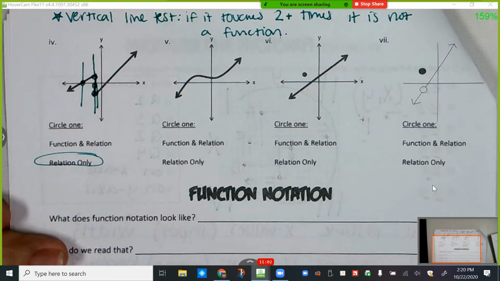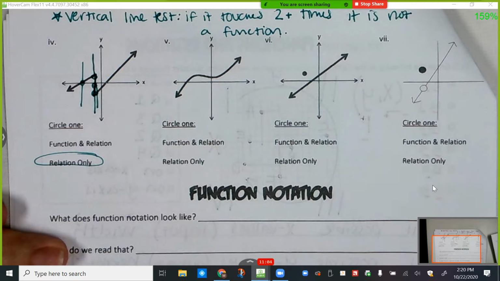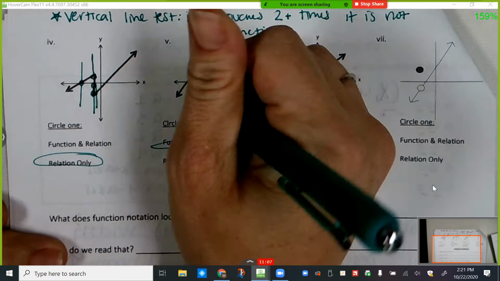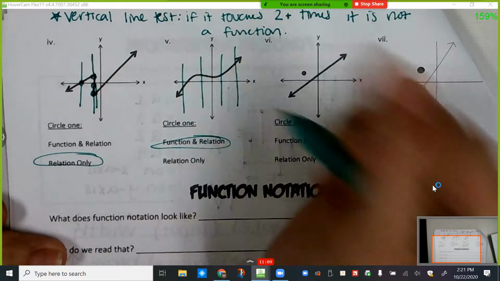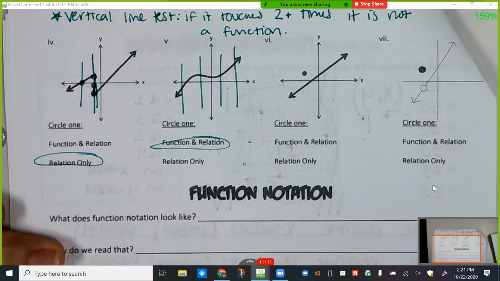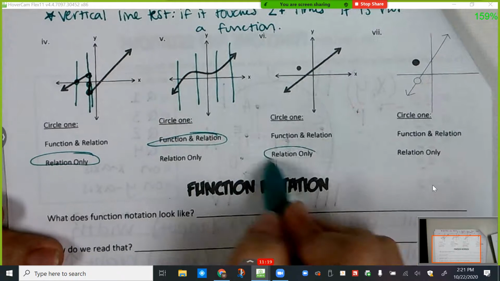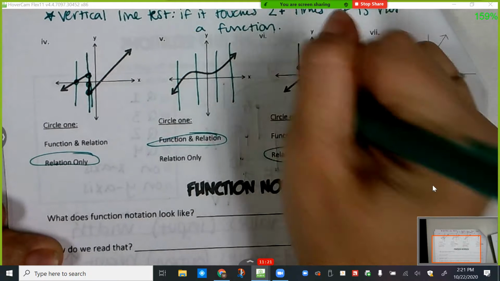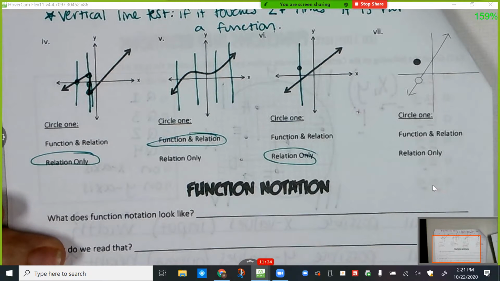What do y'all think about this one? It is a function and a relation because it doesn't matter where I draw a vertical line, it only ever touches the graph once. Okay, what about this next one? This point overlaps a solid line, which means x repeated there. Therefore it's a relation only.